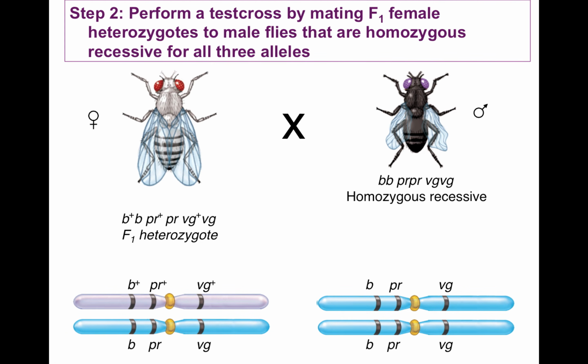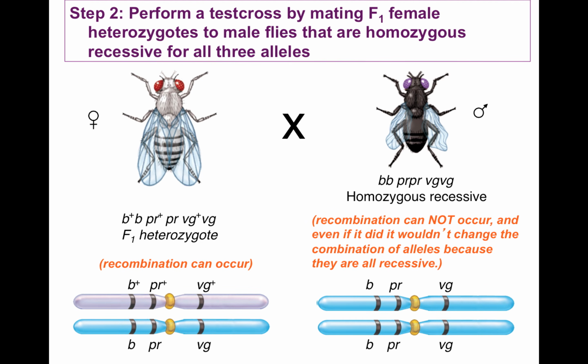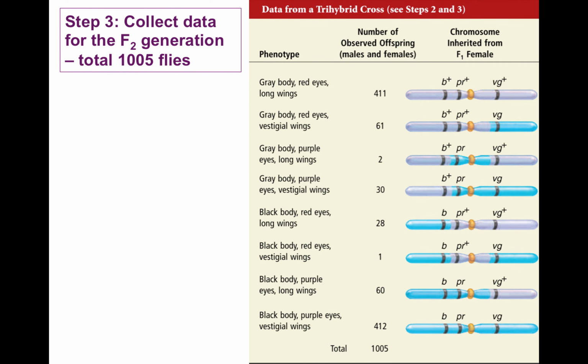We need to perform the test cross by mating the F1 female heterozygotes to the males that are homozygous recessive for all 3 alleles. Now remember, crossing over can occur in the female, but not in the male. Even if it could occur in the male, it wouldn't make any difference as far as these 3 genetic loci are concerned because they're homozygous at all 3 of these loci. So we wouldn't be able to detect recombination using just those loci.